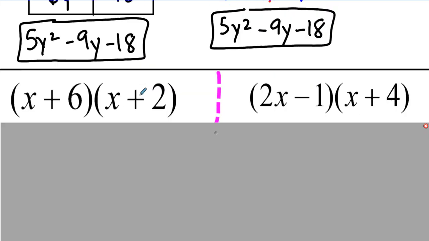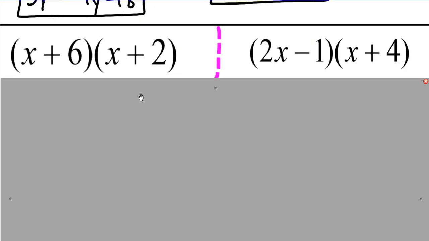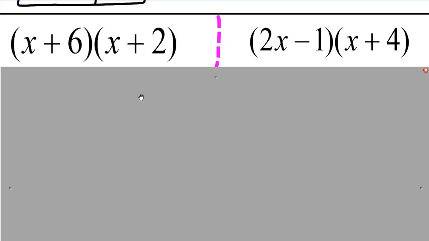I'd like you to try these two problems. So pause the video now to give yourself a chance to try. Once you've had a chance to try, and you want to see the answer, unpause the video.